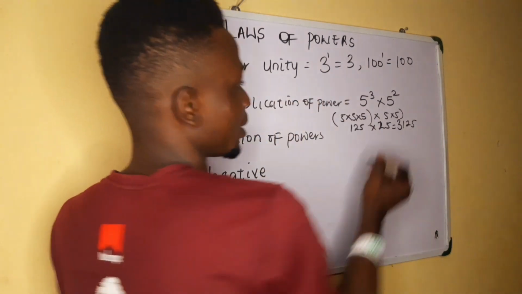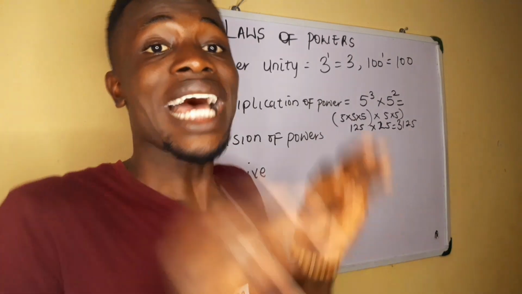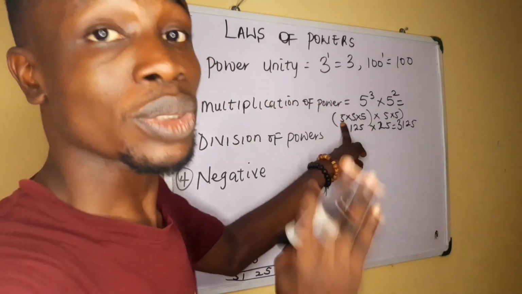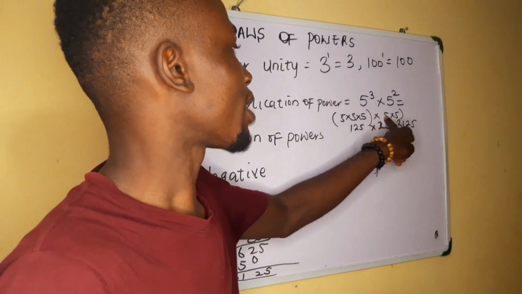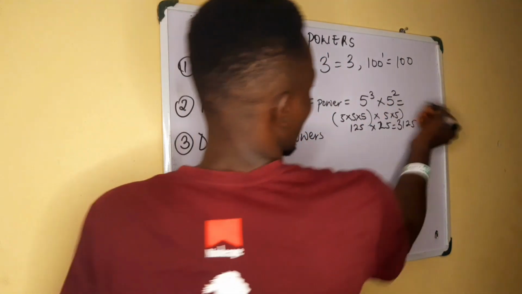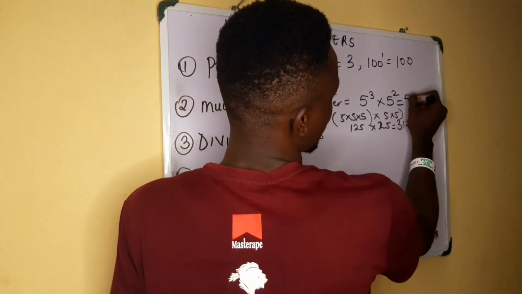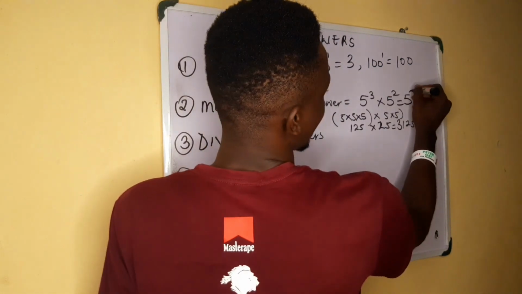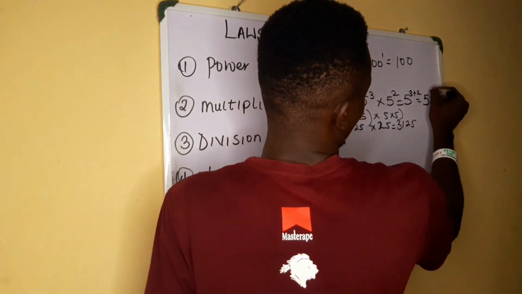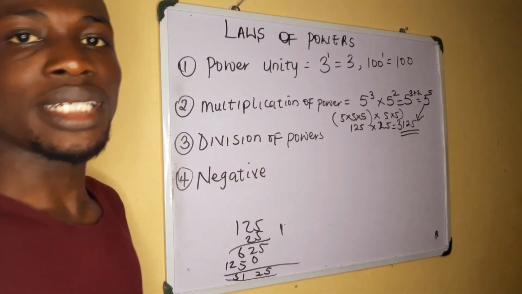But I can do it another way. Because it's multiplication. Multiplication in powers means what? Adding the powers. Because as you can see, how many 5s were multiplied together altogether? 5 times 5 times 5 times 5 times 5. So that means 5 fives were multiplied together. Since the base, which is 5, is the same, I can replace it with just 5, then I'll just add the powers. And it will give me 5 raised to the power of 5. And if I do that, it will still amount to this answer. I hope you got that.